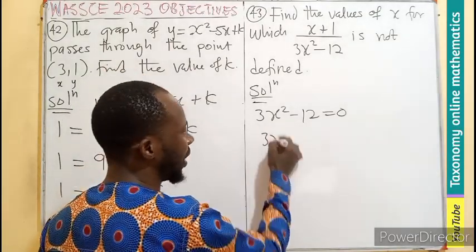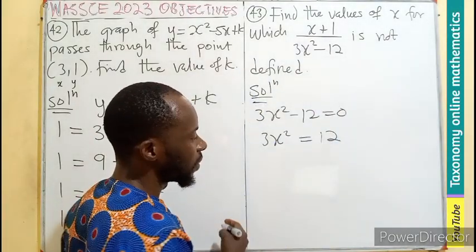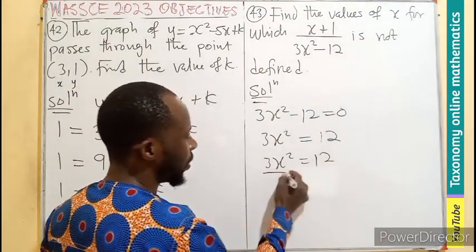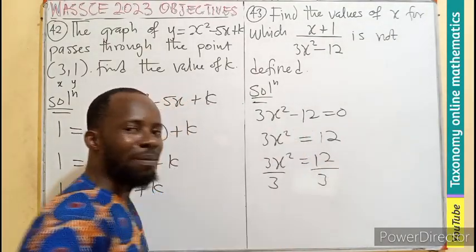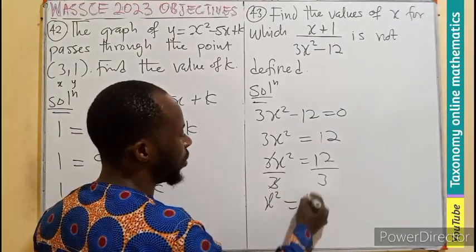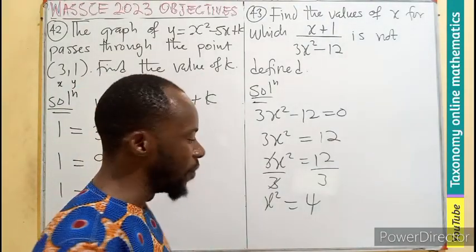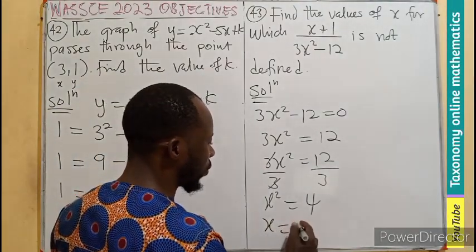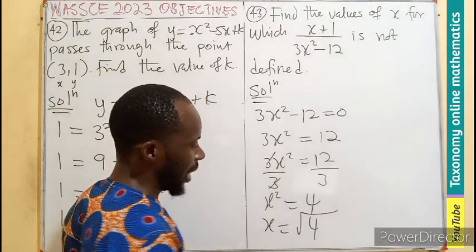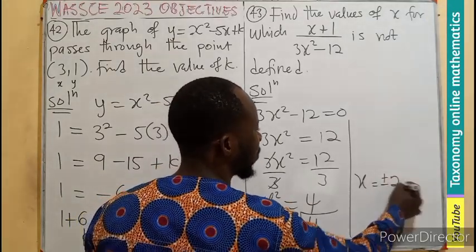So this is going to be 3x squared equals 12. As the 12 crosses over, it becomes 3x squared equals 12, and we divide both sides by 3. The 3s cancel, so x squared will be equal to 4. But we are looking for x, so we find the square root of both sides. So x will be equal to the square root of 4, and this gives us x equals plus or minus 2.